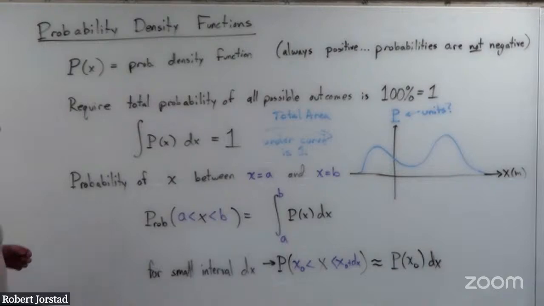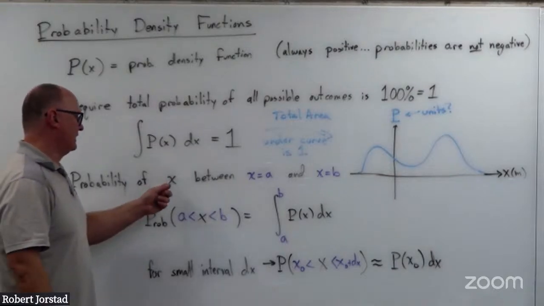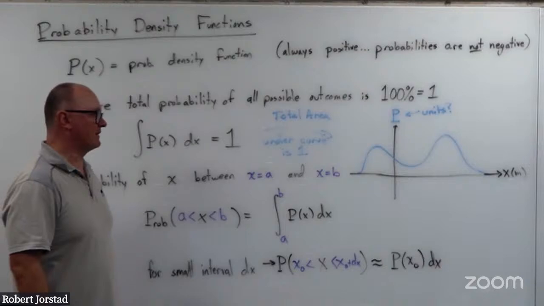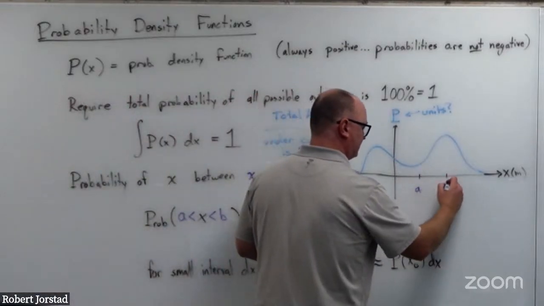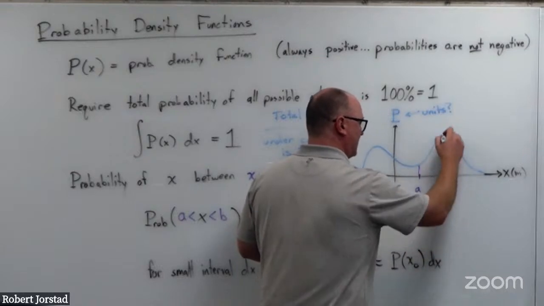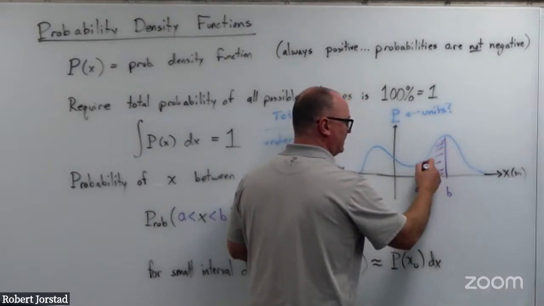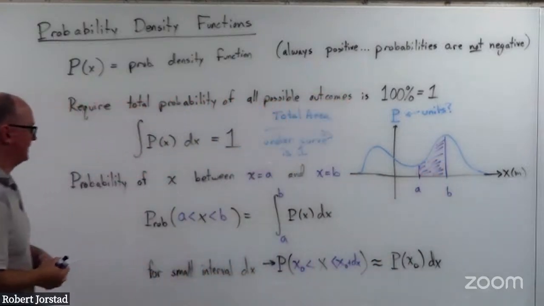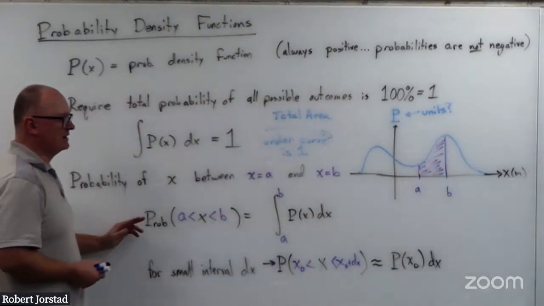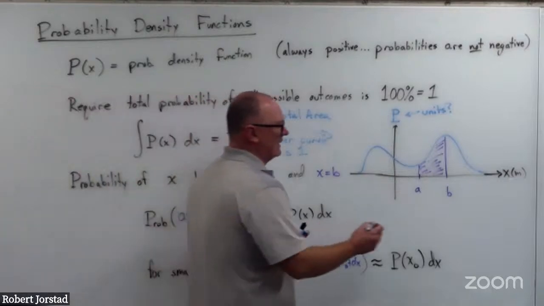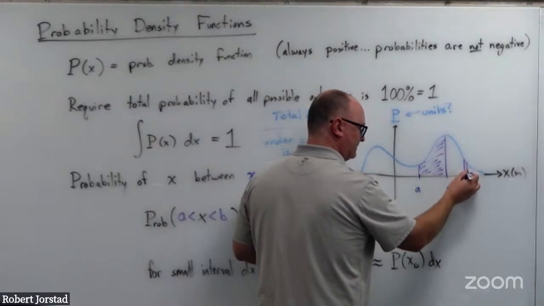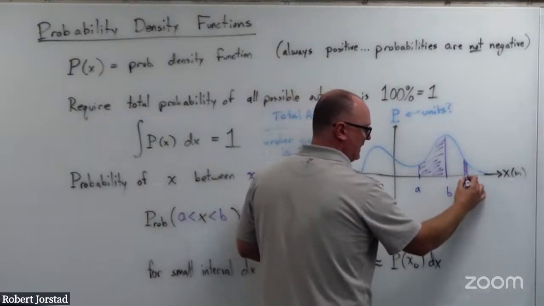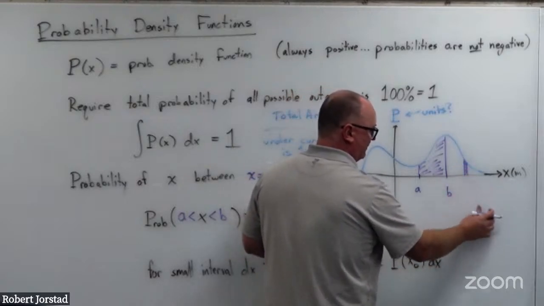In general, the probability of x falling between two different values, say a and b, is the area under that portion of the curve. All right, that's what this is saying. And if your interval is small enough, like let's say you take just a tiny little slice right here, that area is approximately a rectangle.